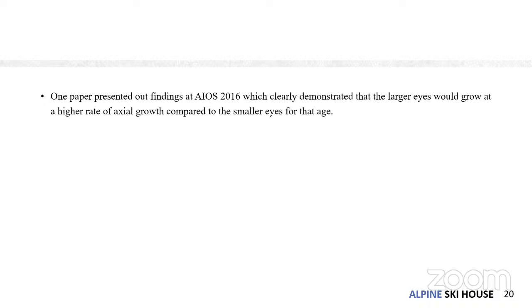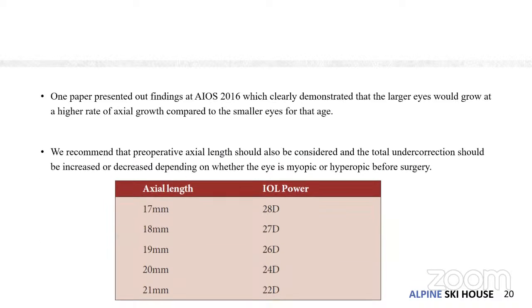One paper presented findings at AIOC 2016, which clearly demonstrated that the larger eye would grow at a higher rate of axial length compared to the smaller eye. We recommended that the preoperative axial length should be considered, and the total undercorrection should be increased or decreased depending on whether the eye is myopic or hypermetropic before the surgery.